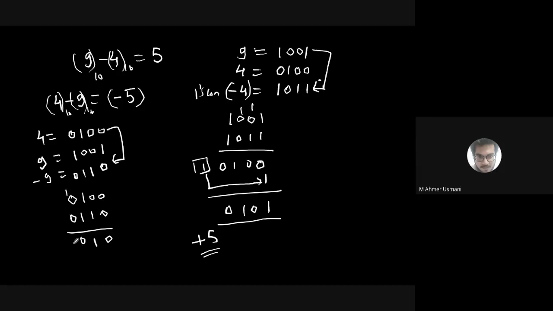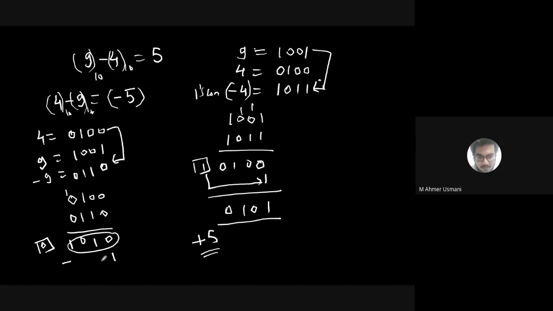Carry 1. What will we get over here? 1. Is there a carry? No. Since there is no carry, that means the number is negative. Is this the true value? No, it is not the true value. In order to get the true value, what you need to do? Take its one's complement.